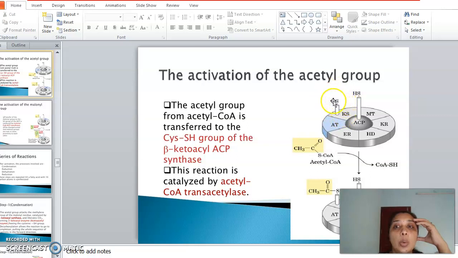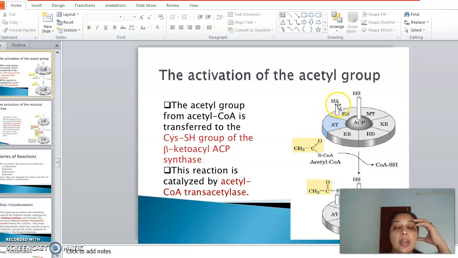This cys-SH has an H. So H is removed, and to that position the CH3CO group will go and get attached. That H is what comes here. So that CoA-SH is released in the form of CoA-SH. So H comes from this SH.